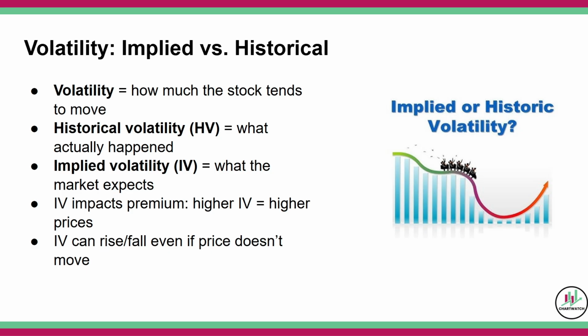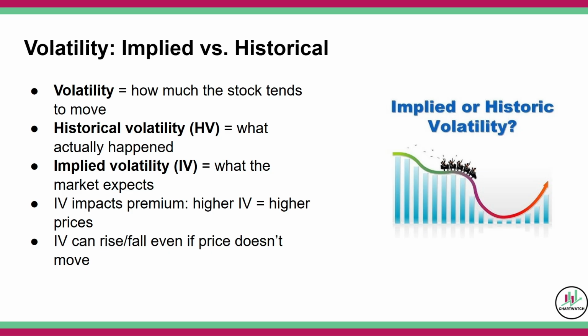Historical volatility is the actual price movement that the stock has shown in the past, and it's measured by looking at recent price swings. These could be like the last 20, 30, 90 days, for instance. You could think of it like the stock's personality. Is it calm or steady, or does it move 5% a day? Historical volatility gives context, but it doesn't directly impact the options price.